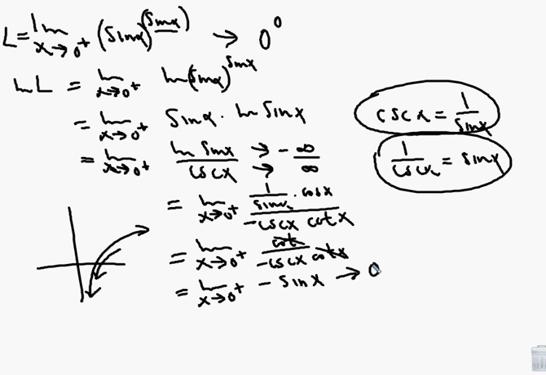Now that's not our answer. We have to go back and remember that that 0 is equal to the natural log of L. So if we rewrite everything, we have ln of L equals 0. We need to solve for L. Remember, this is log base e of L, and so that means e to the 0 equals L, and so L equals 1.